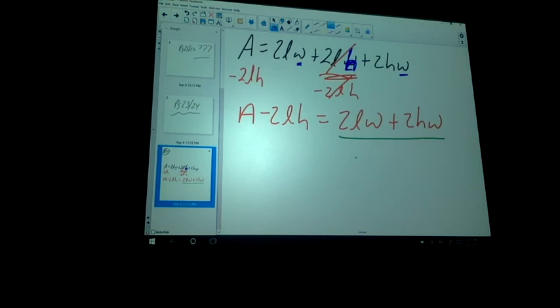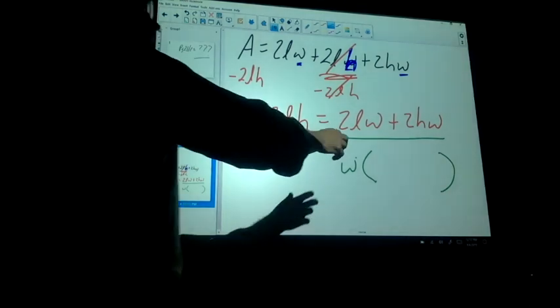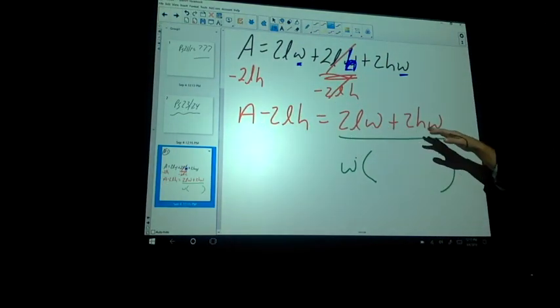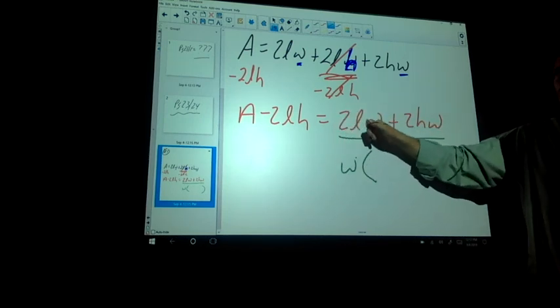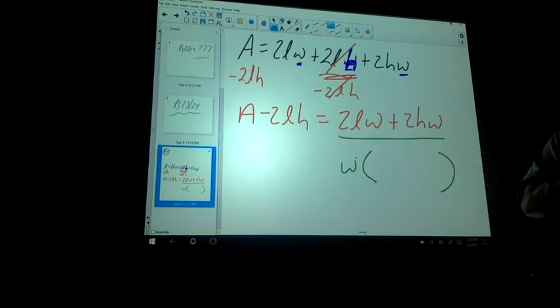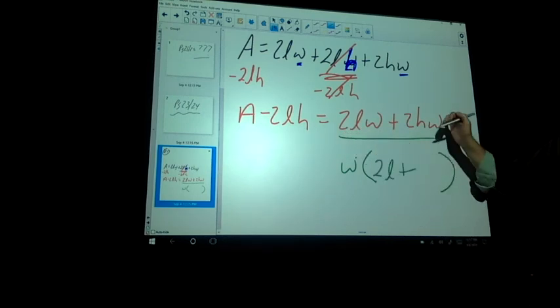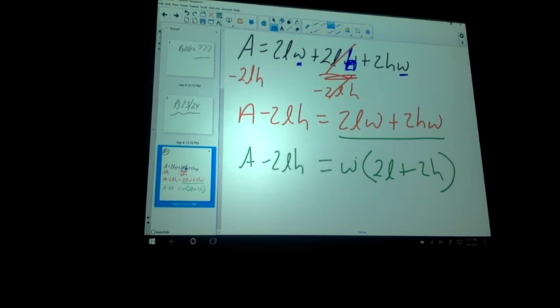So I'm going to reverse distribute. I'm going to pull out a W. Does everyone feel comfortable that I cannot add these together as they sit? I have a W on both, so if I pull it out front, what am I left with? If I pull a W out of this, what am I left with right here? 2L, cool. And then plus, if I pull out a W right here, what am I left with? 2H. Is that okay?